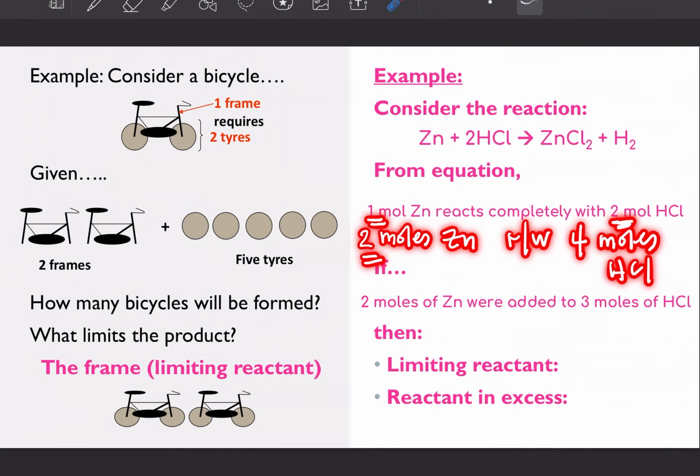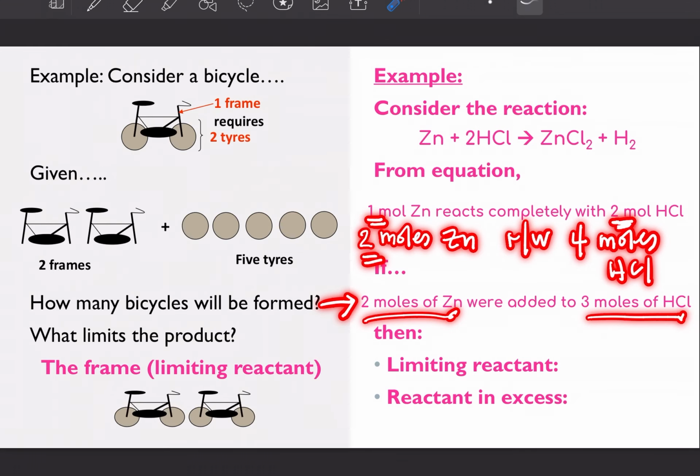Kan? Okay, so dia kata dalam eksperimen tu, dia add 2 moles of zinc with 3 moles of HCl. So kalau kita tengok sini, siapa adalah limiting reactant? Yang mana yang kurang? Yang mana yang akan limitkan kita punya produk?